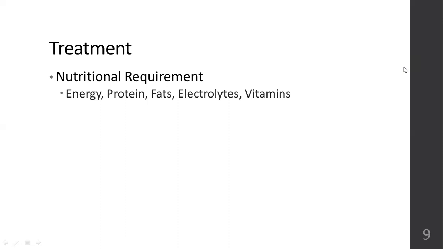Fats also, in case of marasmus, high fat diet is given, but in kwashiorkor, high fat is not given. Okay, the child is already suffering from fatty liver, so LDL fats have to be avoided. HDL fats can be given. Okay, healthy fats have to be given in control for kwashiorkor. In marasmus, you can be liberal with the fats and carbohydrates.